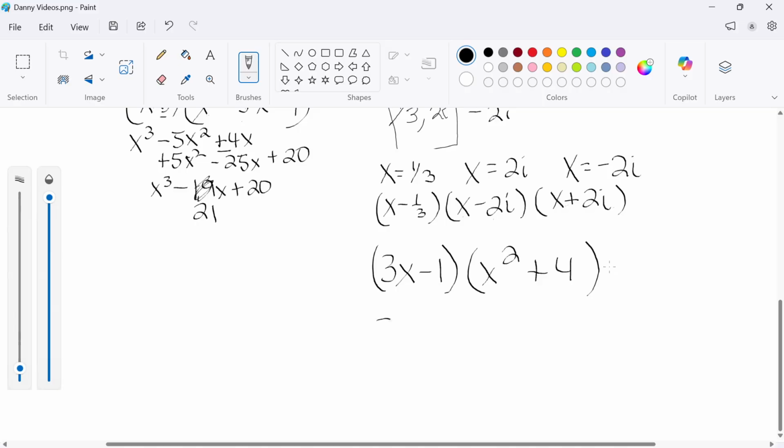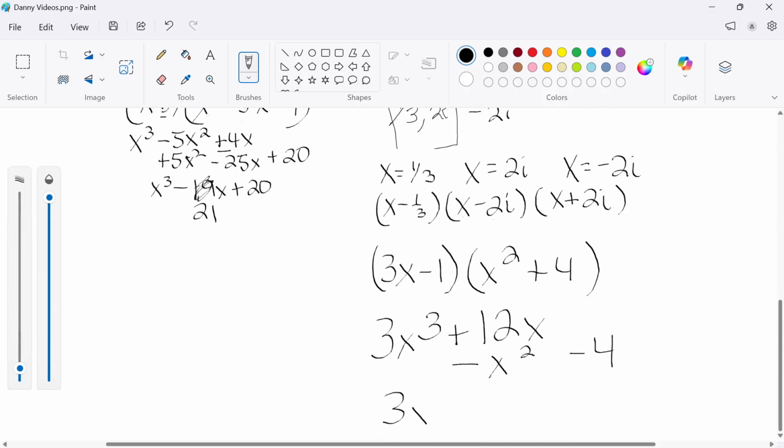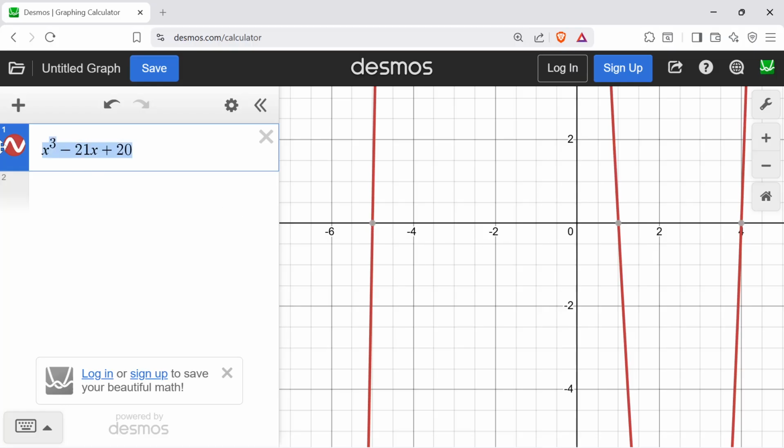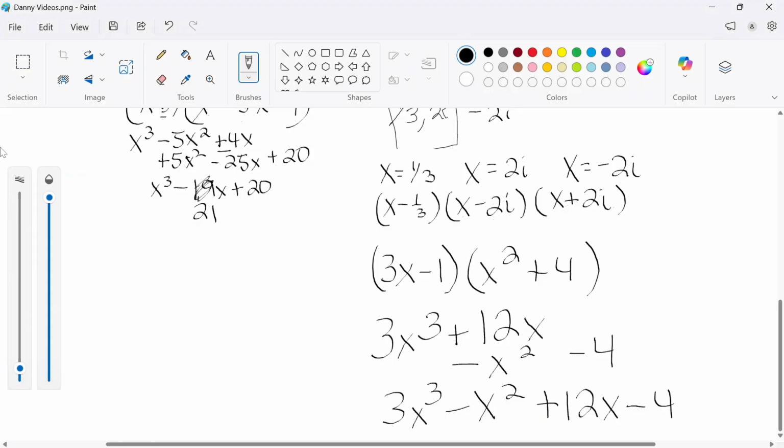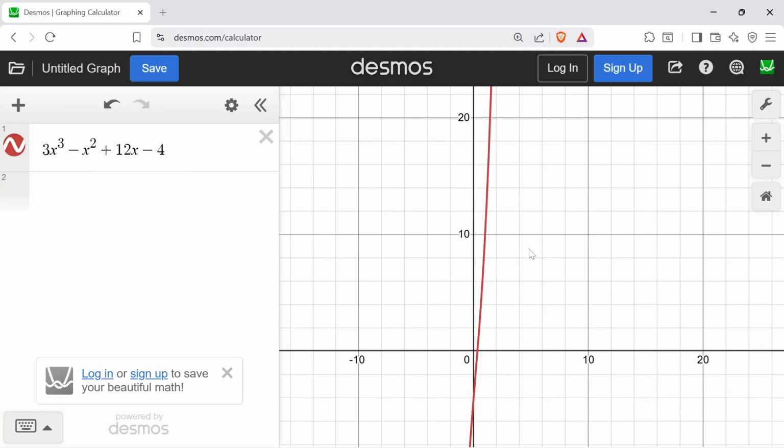And then I will multiply this. 3x cubed plus 12x minus x squared minus 4. And I will get 3x cubed minus x squared plus 12x minus 4. And let me write that one in. 3x cubed minus x squared plus 12x minus 4. And you'll see there's the 0 at 1/3, but where are those plus and minus 2i?